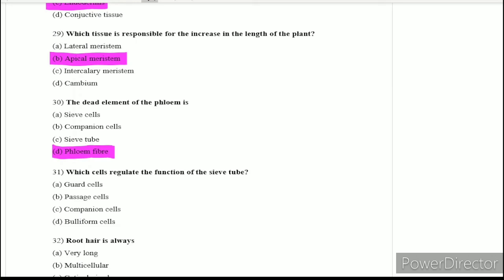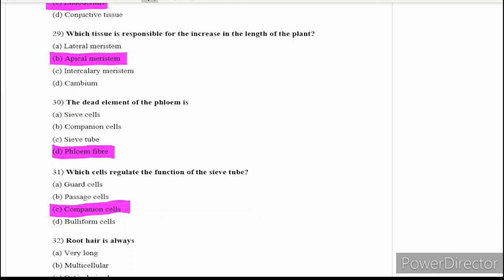Okay. Next one, which cells regulate the functions of sieve tube? Sieve tube is always associated with companion cells, right? Option A, guard cells. Option B, passage cells. Option C, companion cells. And option D is bulliform cells. So the correct answer is companion cells. Companion cells have a nucleus, whereas sieve tube cells do not have their own nucleus. So companion cells regulate the functioning of sieve tubes.